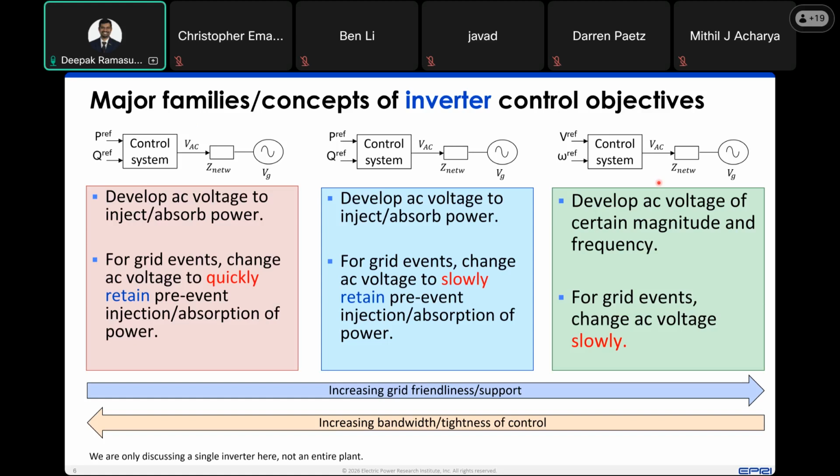So as we move from left to right, we have an increasing amount of grid friendliness or support that comes in. And as we move from right to left, we have an increasing amount of bandwidth or tightness of control.